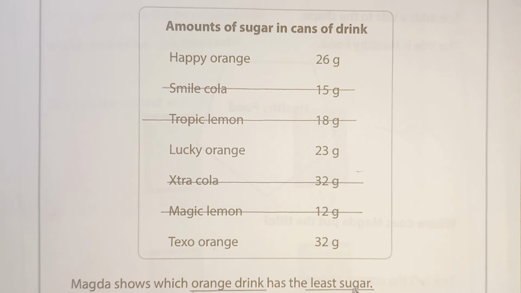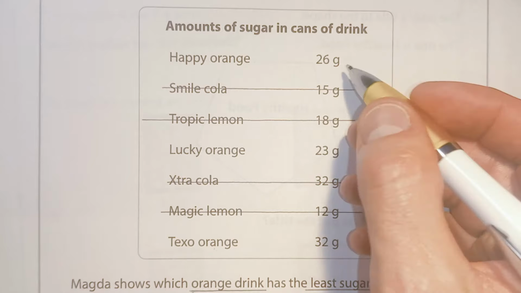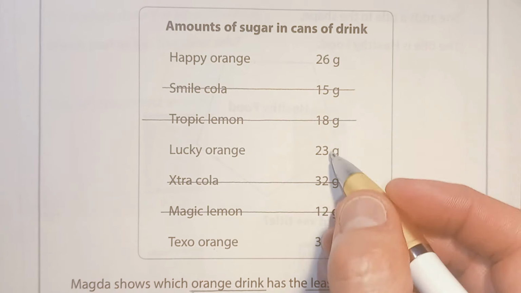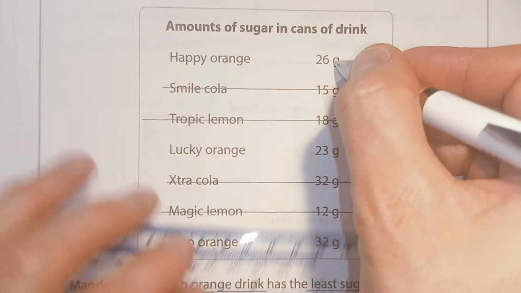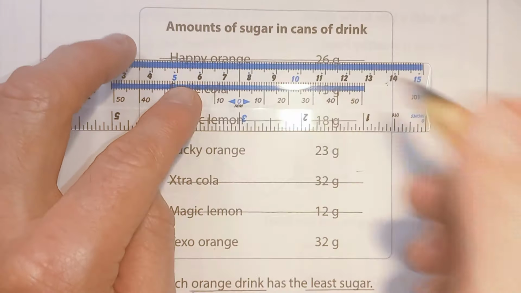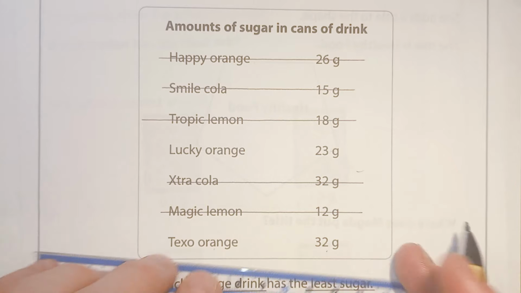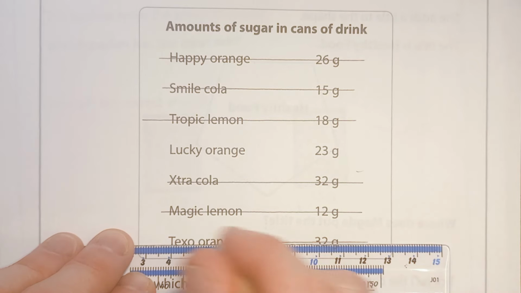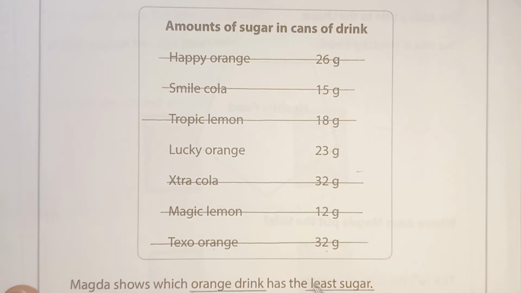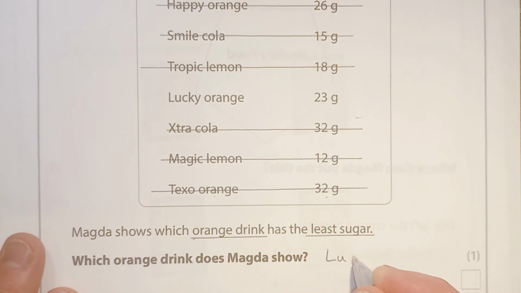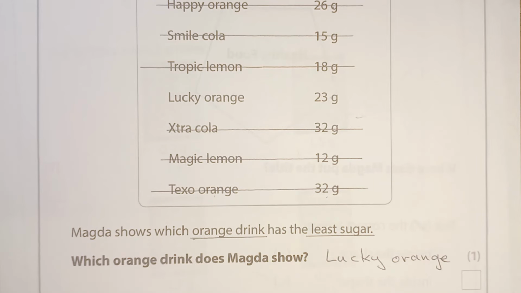And they want the least sugar, so we want the smallest number. Well, we've got 26, 23. Is 23 less than 26? Yes, it is. So it can't be that one. And then we've got 32. Well, 32 is more than 23, so it can't be that one. So it must be this one up here, which is Lucky Orange.